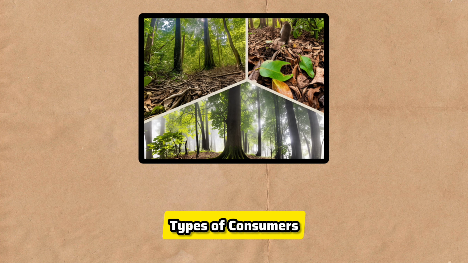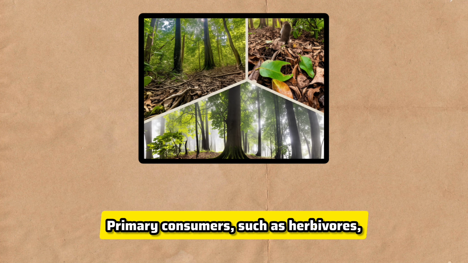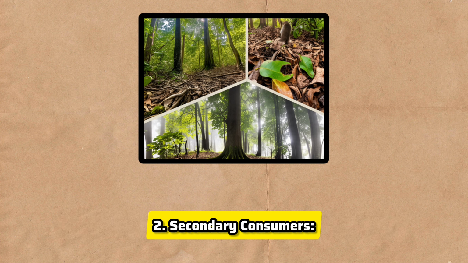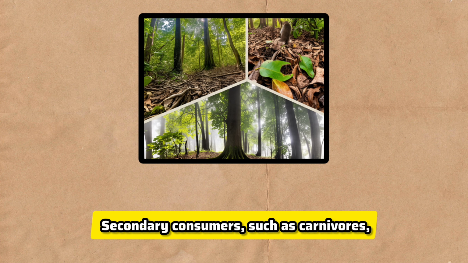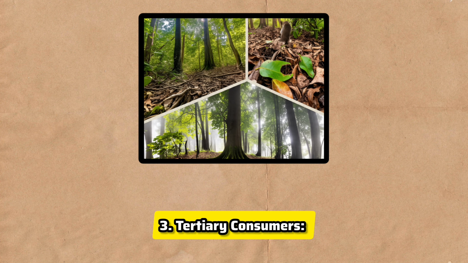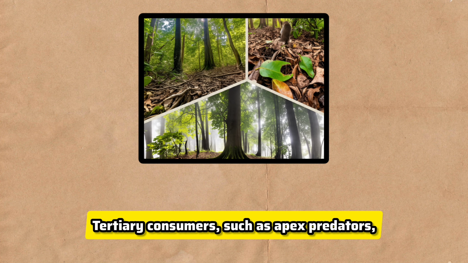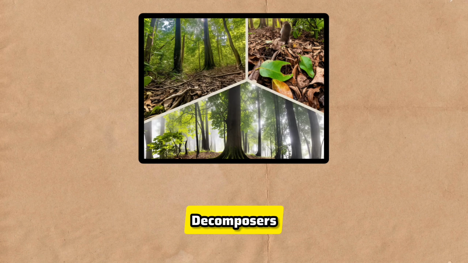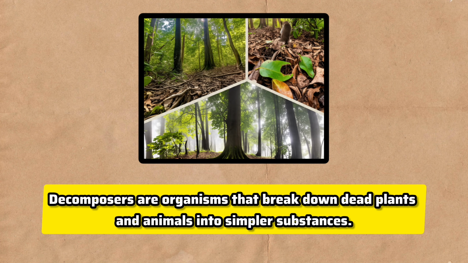Types of consumers. 1. Primary consumers. Primary consumers, such as herbivores, eat producers and obtain energy directly from them. 2. Secondary consumers. Secondary consumers, such as carnivores, eat primary consumers and obtain energy indirectly from producers. 3. Tertiary consumers. Tertiary consumers, such as apex predators, eat secondary consumers and obtain energy from multiple levels of the food chain. Decomposers. Decomposers are organisms that break down dead plants and animals into simpler substances.